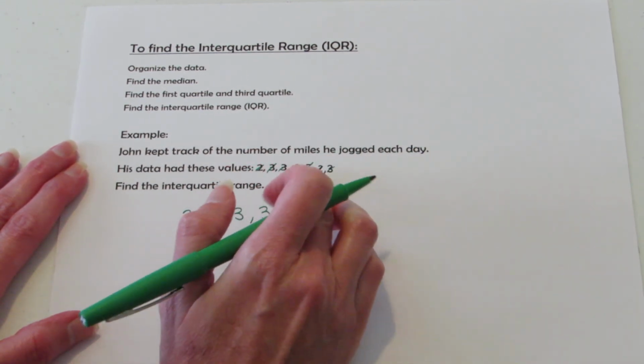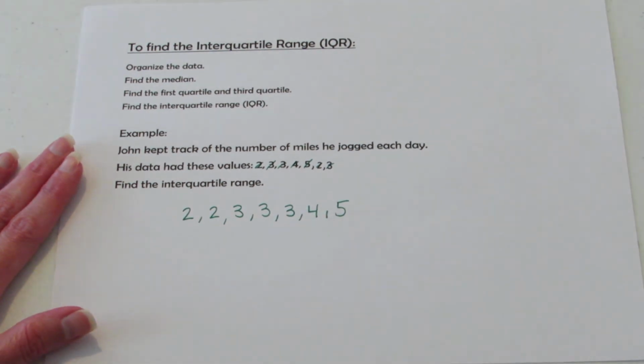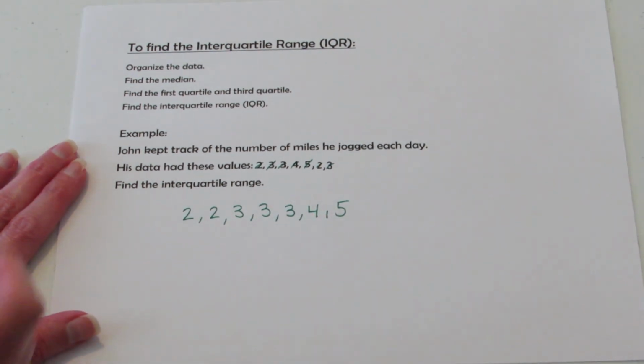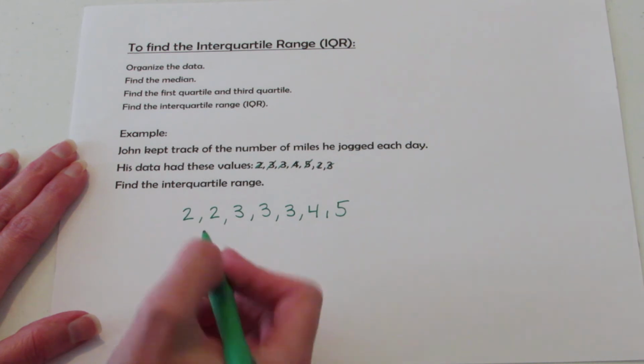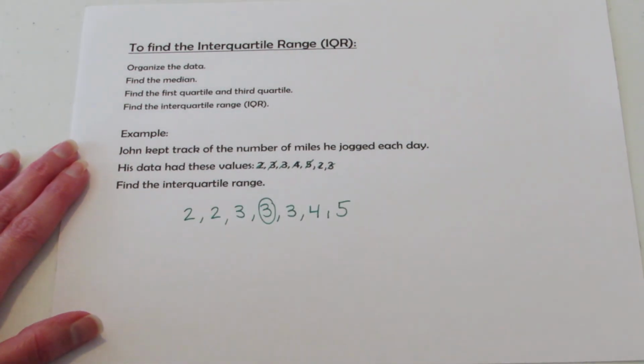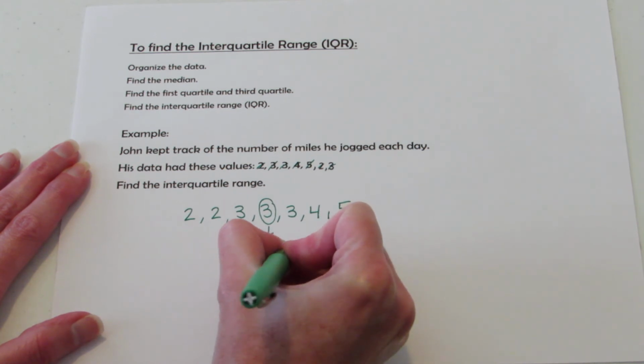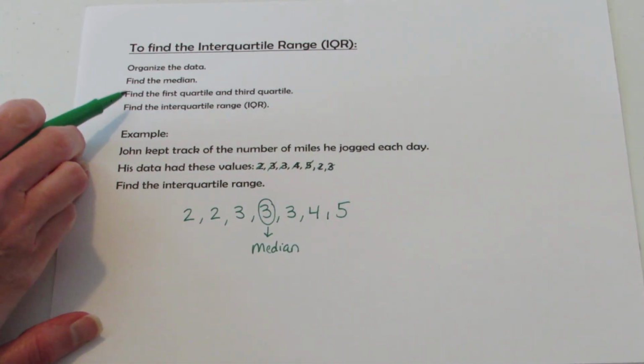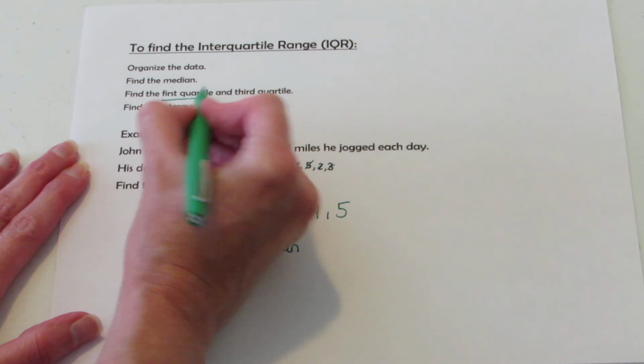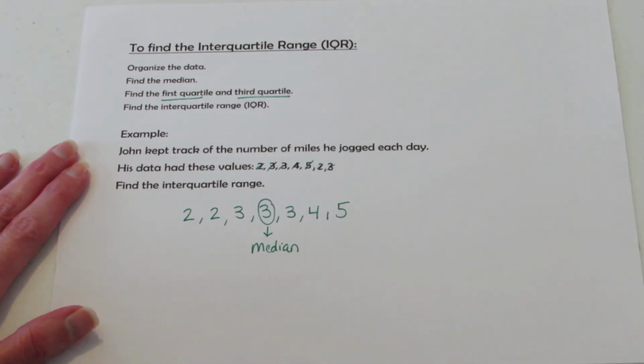1, 2, 3, 4, 5, 6, 7. Okay, so I have my 7 values, least to greatest. Now I'm going to find the median. In this case I have one number in the middle, so this is my median. And this is helpful for my next step, which is find the first quartile and the third quartile.